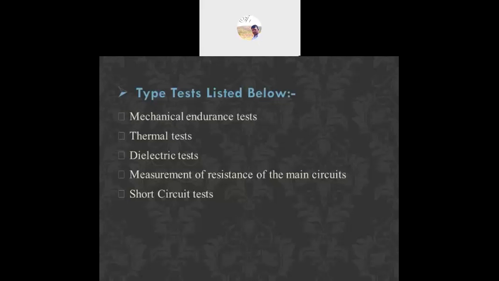So here are the types of tests. We have the different types of routine type tests, that is the mechanical endurance test, thermal test, dielectric test, and measurement of resistance of the main circuit, or the short circuit test. These will be done on the circuit breaker.